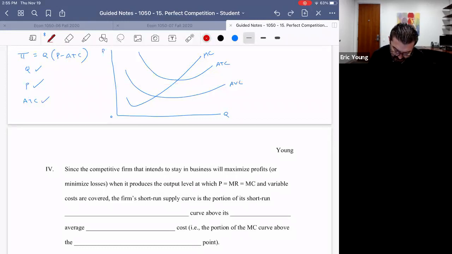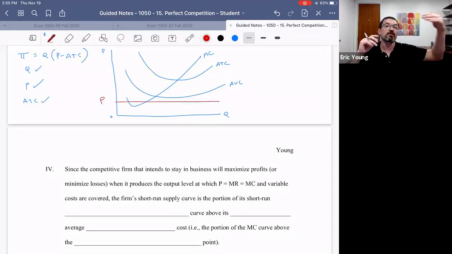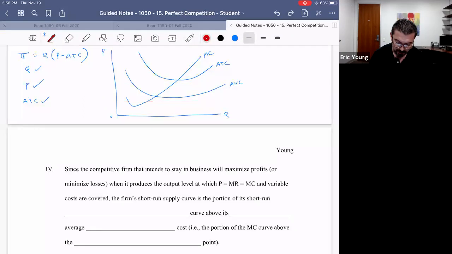And then we had a situation where price was down here, and this was the double whammy, where price was below ATC, so you're losing money, and price was also below AVC. And this, my friends, you recall, was the shutdown case.